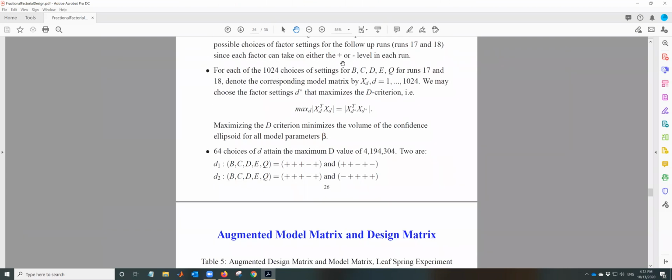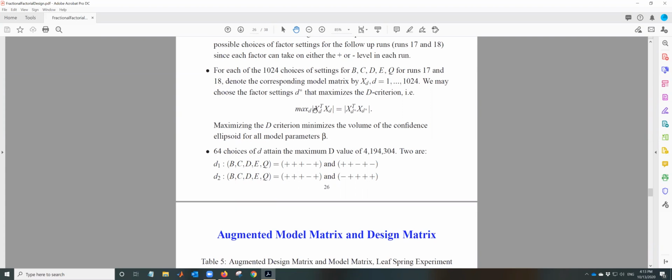Each factor can take either plus or minus levels. For each of the 1024 choices for run 17 and 18, we denote the corresponding model matrix XD, okay? So for each choice, you can have an XD model matrix. And what we want to do is choose the factor setting, D star. We want to maximize the D criteria, that is, minimizing the volume of the confidence ellipsoid for all model parameters beta.